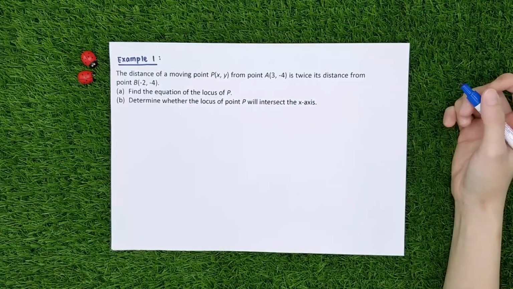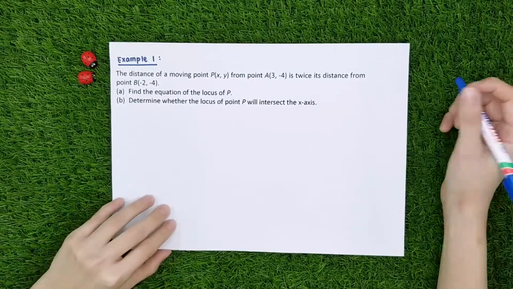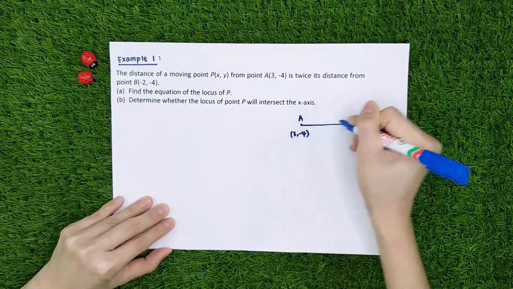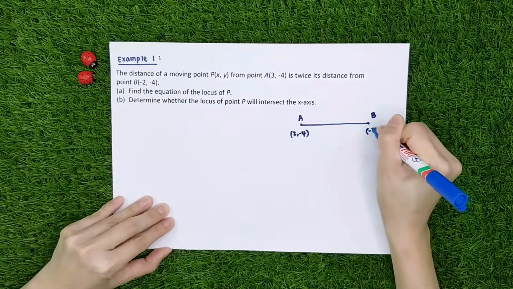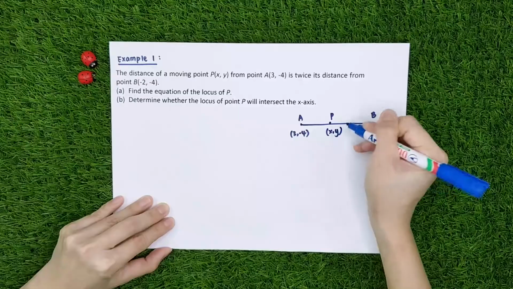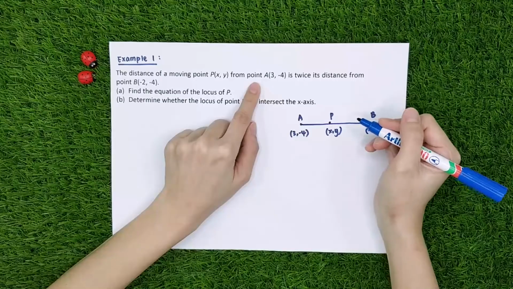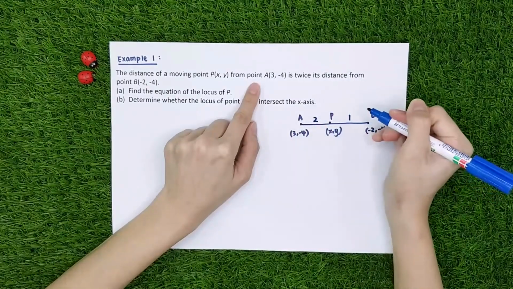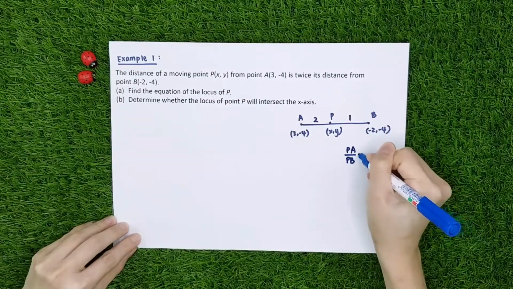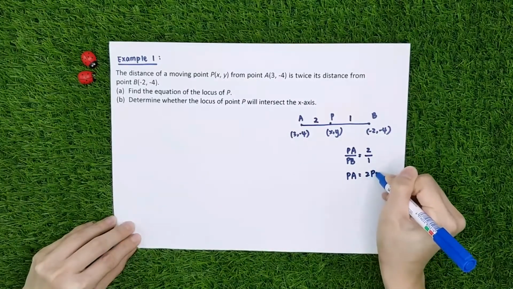Example 1: the distance of the moving point P from A is twice its distance from B. So the diagram will look like this. Here is A, (3, negative 4). Here is B, which is (negative 2, negative 4). And here is P, which is (x, y). The question says that the distance from A is twice its distance from B. So here is 2, here is 1. So we know that PA over PB is equal to 2 over 1. PA is equal to 2PB.